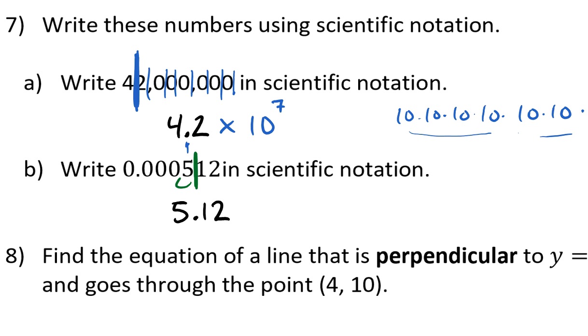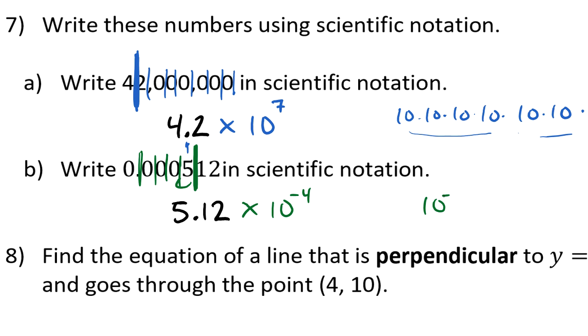How many times do I need to divide by 10? Well, my decimal point is starting here, and I need to divide by 10 1, 2, 3, 4 times. And if I divide by 10 4 times, it'll equal it. So that's why I'm multiplying this times 10 to the negative fourth power.